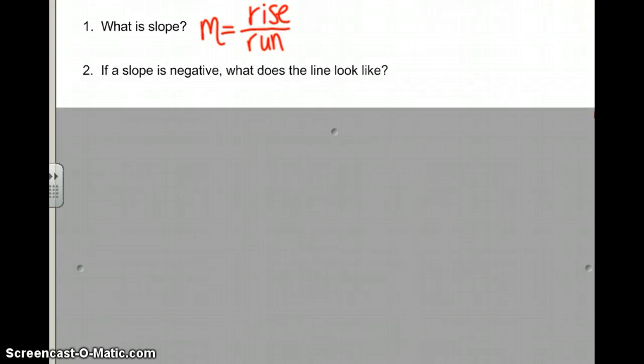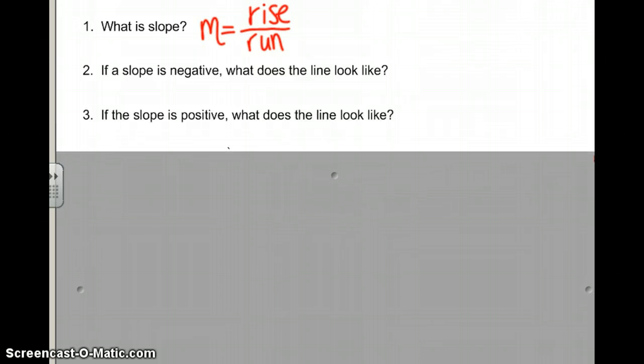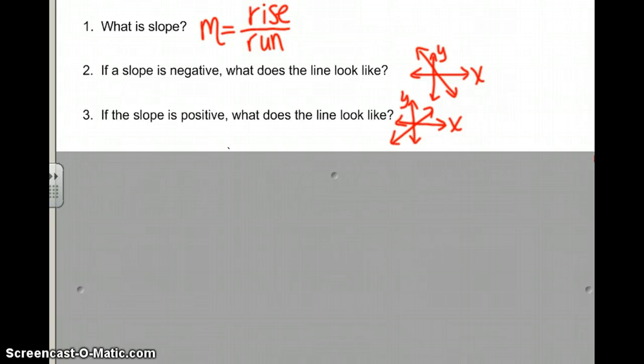We also have both positive and negative slopes. So let's think about a negative slope. What does that line look like? Well, if you have your coordinate plane, and these are your axes, your y-axis and your x-axis, a negative slope will look something similar to this, where it has a downward trend from top left down to bottom right. And if we're looking at a positive slope, again, here's your x and y axis, a positive slope will have an upward trend, so from bottom left to top right.